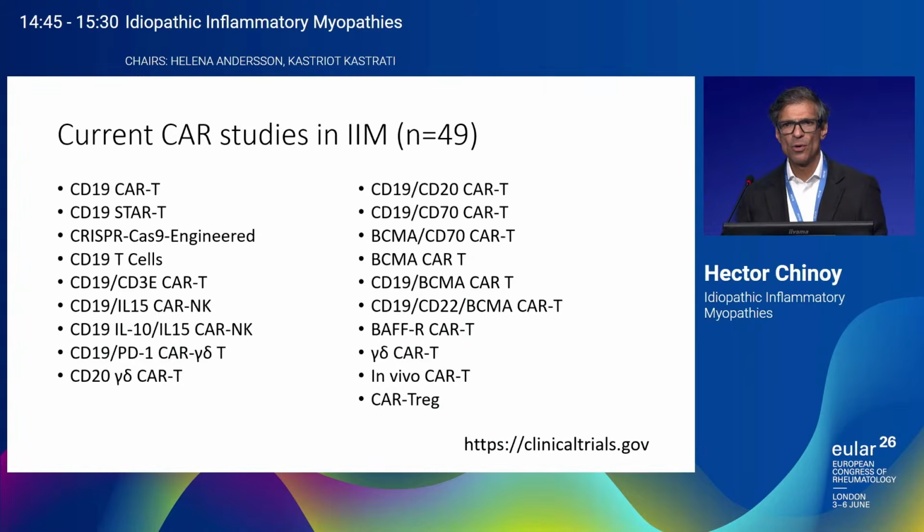So I mentioned before about the N equals 49, and this just gives you an idea of the mechanisms that are being looked at currently. And you can look up this information yourself on clinicaltrials.gov.